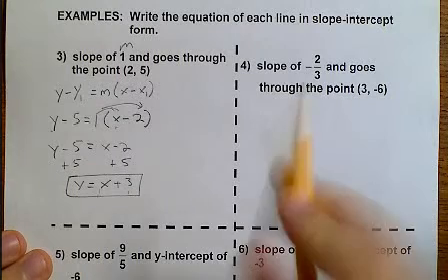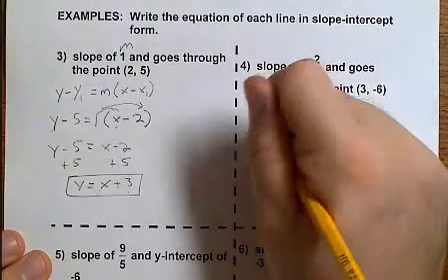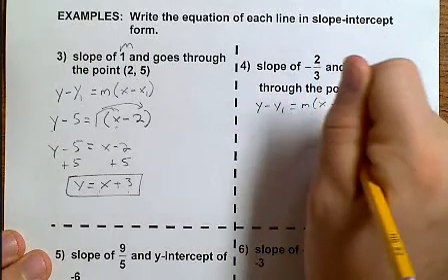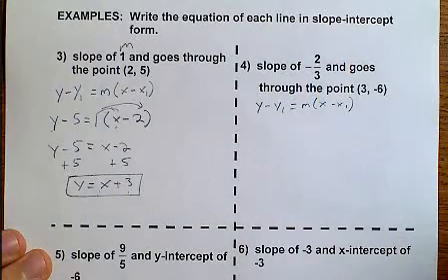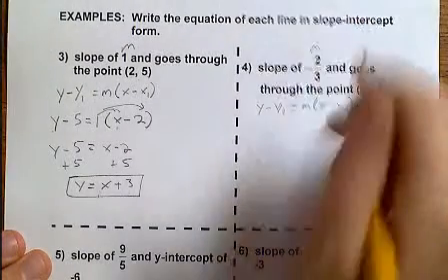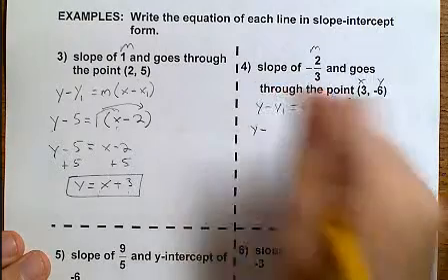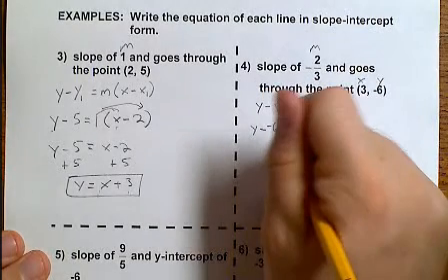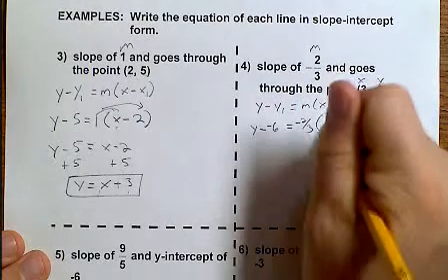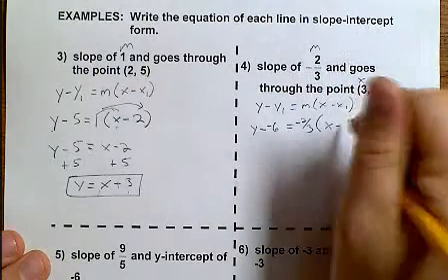Let's try this on number 4. Y minus y1 equals m times x minus x1. Start plugging in. So y minus y1 would be negative 6 equals m of negative 2/3 times x minus x1 is 3.